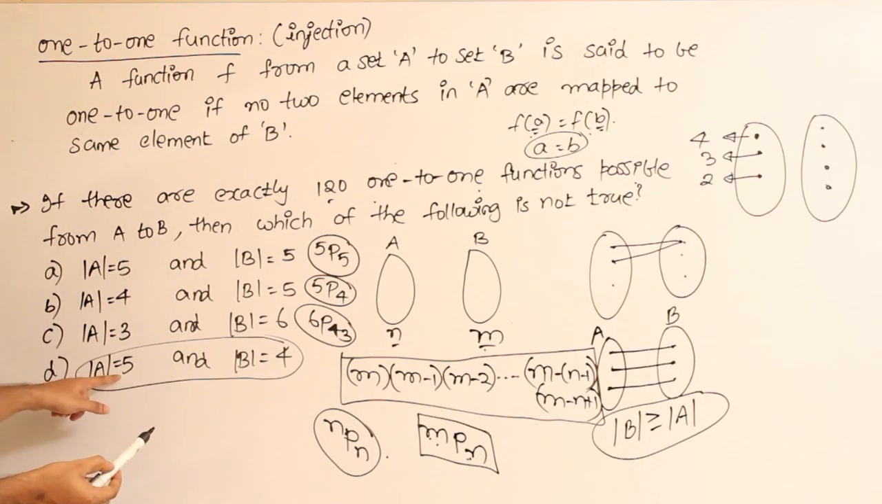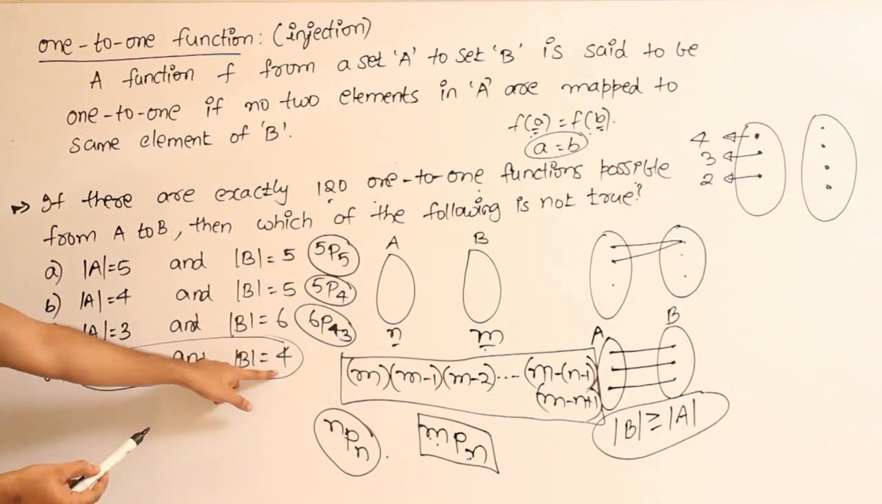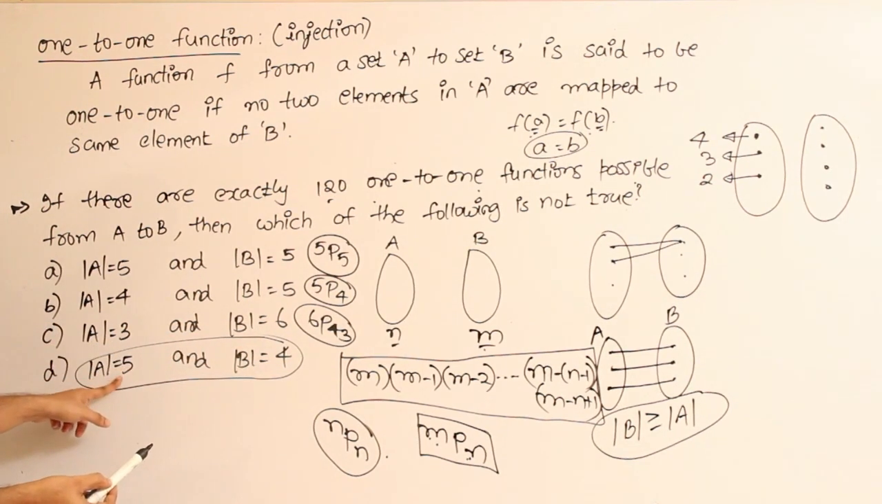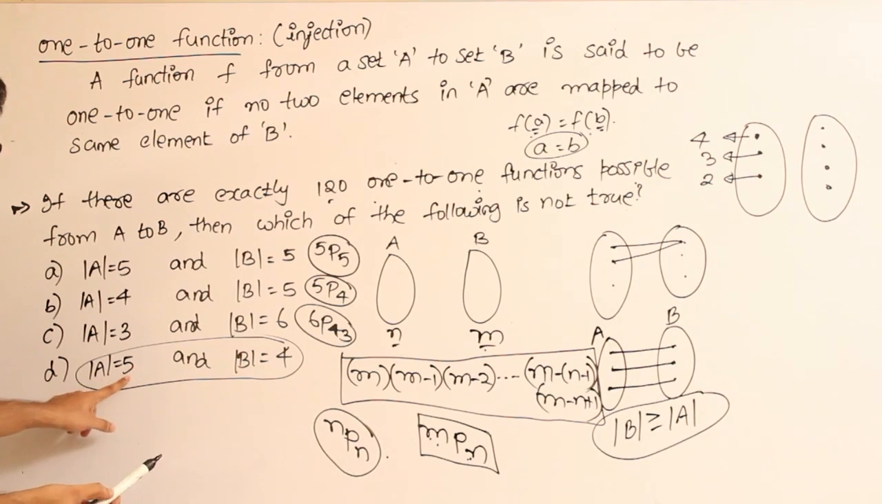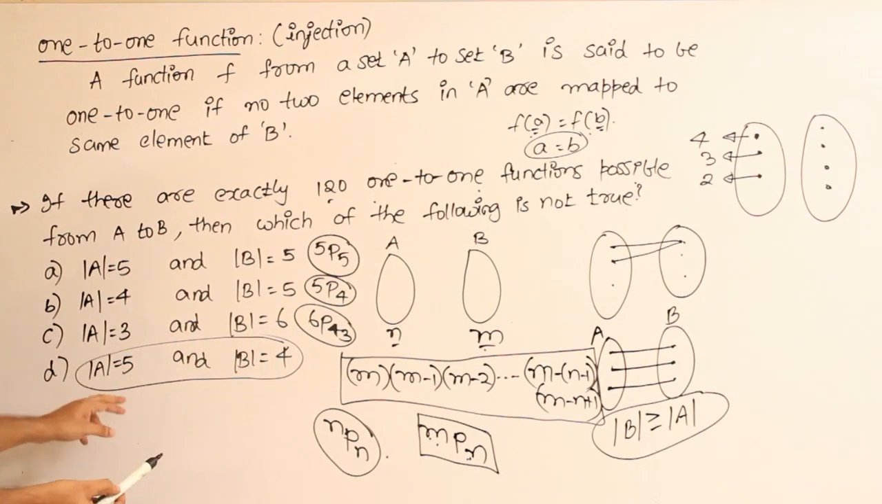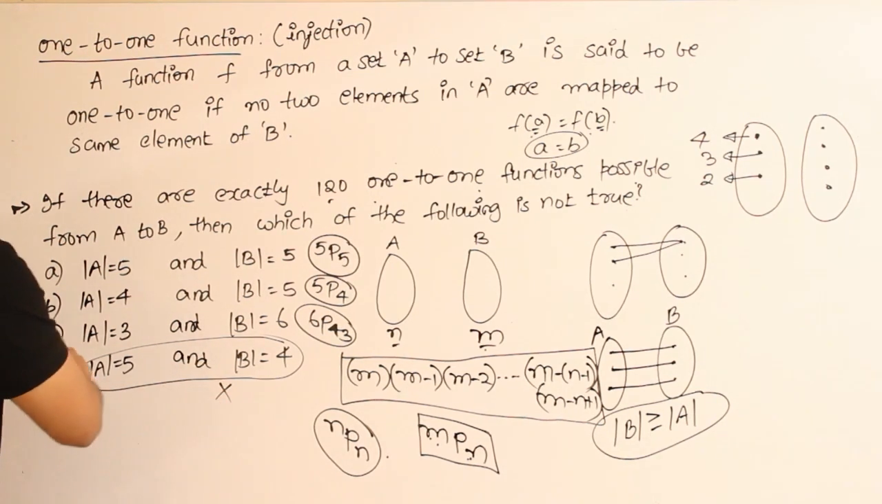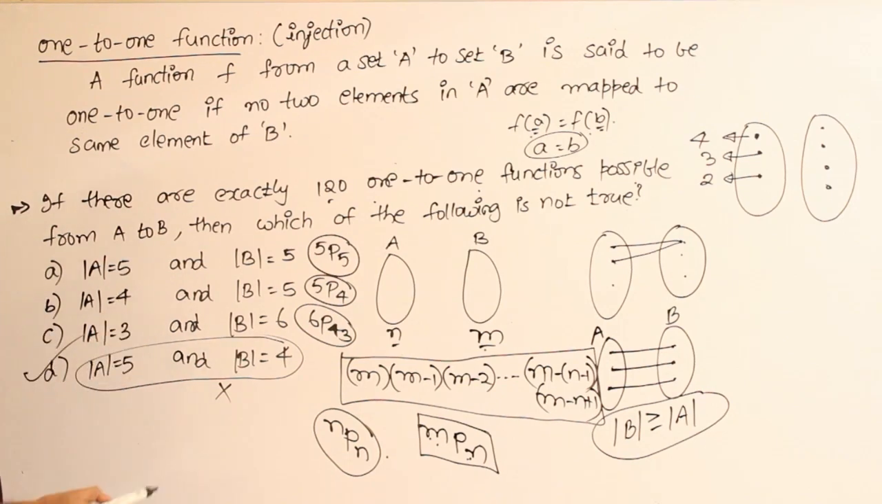The reason is you have 5 elements to map, but you have only 4 elements to take as images. Therefore at least 2 elements have to map to one element here. Therefore no one-to-one functions are possible here, right? It is false. Okay.